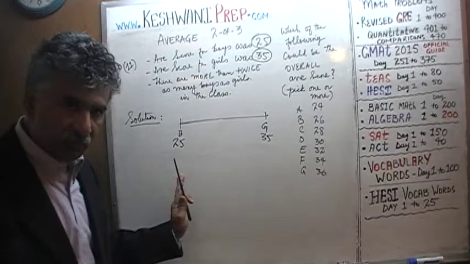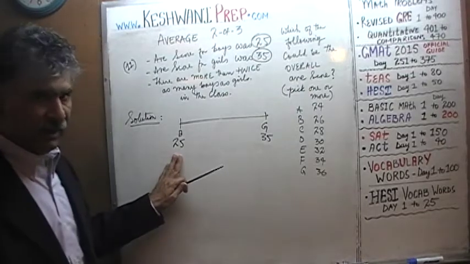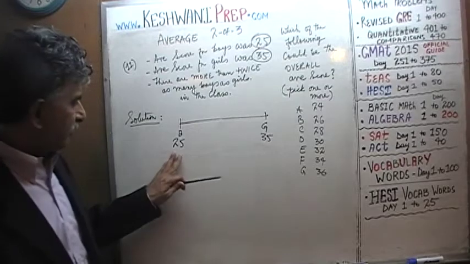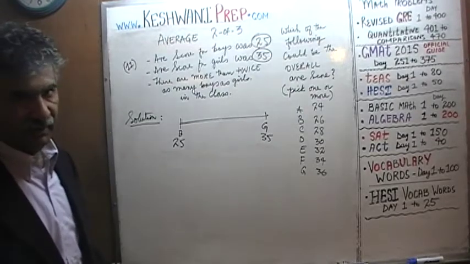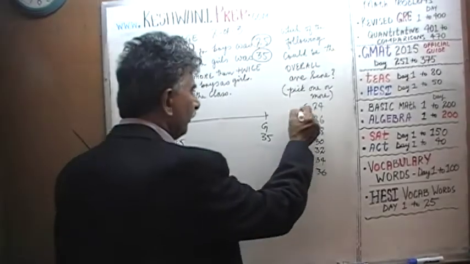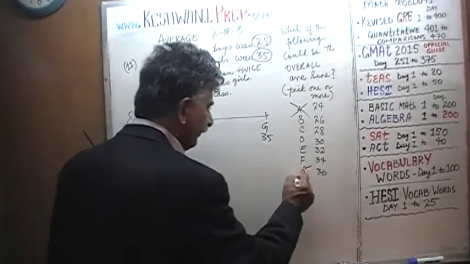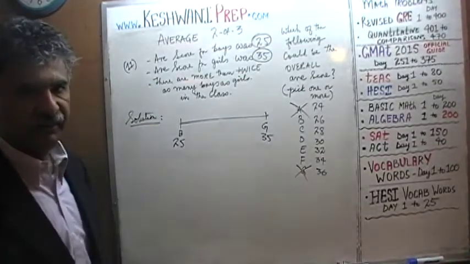Even if there is only one girl, she's going to pull the average up a little bit. It cannot even be 25. The average has to be between 25 and 35. Any answer choice that falls outside the range cannot be the right answer. The answer cannot be 24. It's too low, outside the range. It cannot be 36. It's too high, outside the range.